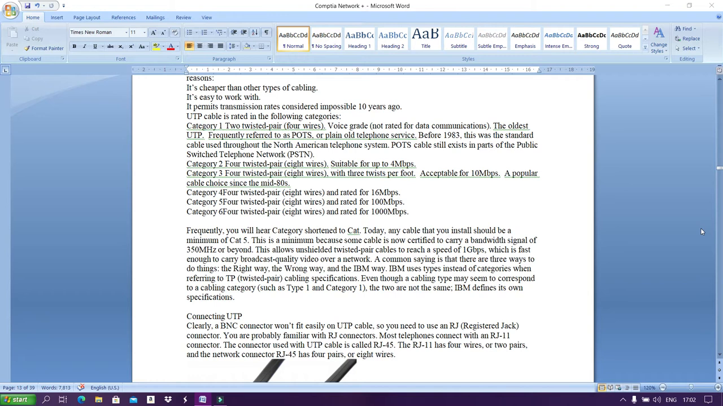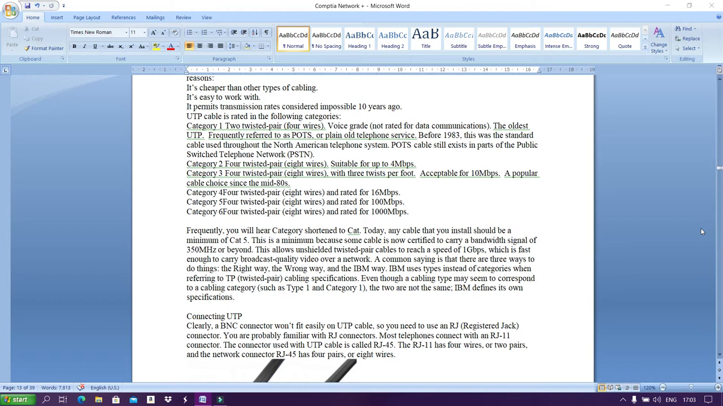It is popular for several reasons. It's cheaper than other types of cabling. It's easy to work with. It permits transmission rates considered impossible 10 years ago. UTP cable is rated for the following categories. Category 1: 2 twisted pair, 4 wires, voice grade, not rated for data communications. Oldest UTP, frequently referred to as POTS, or plain old telephone service. Before 1983, this was the standard cable used throughout the North American telephone system. POTS cable still exists in parts of the public switched telephone network, PSTN.